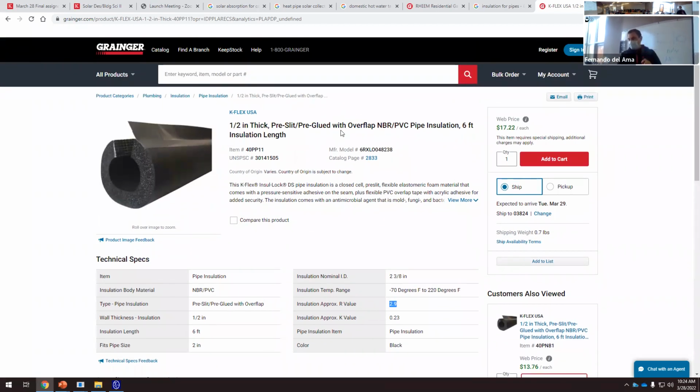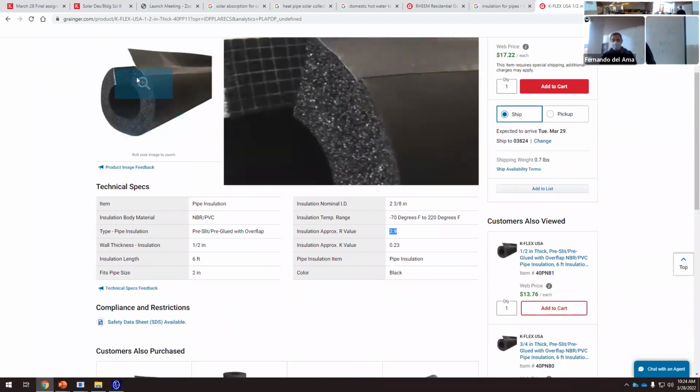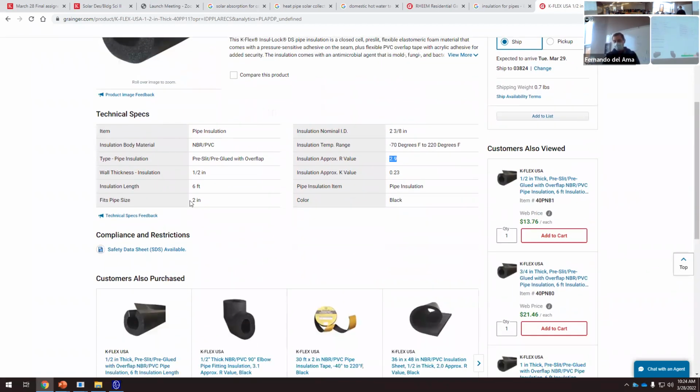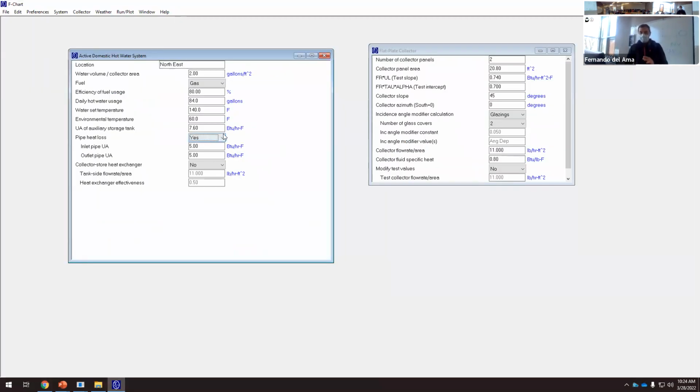Okay, so I'm using a 1/2 inch thick insulation. 1 inch, I don't like it. Anyway, you can type no. That means that you don't have pipes exposed outdoors. If you type yes, then we need this value. So let's leave 5.